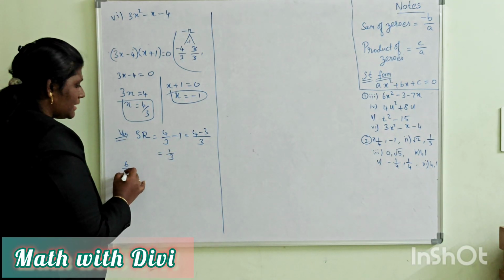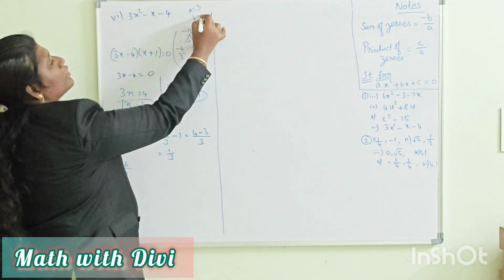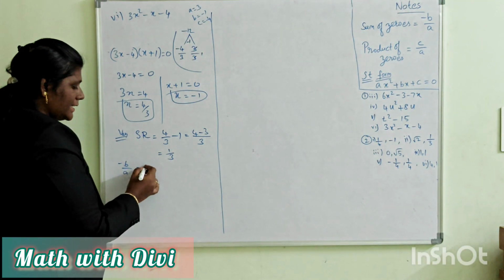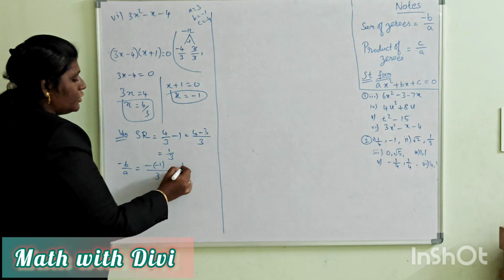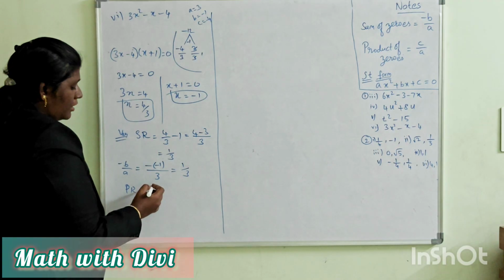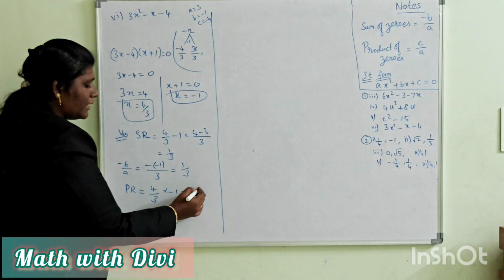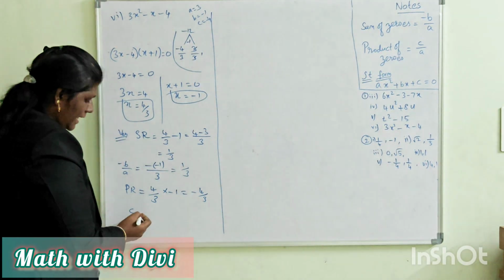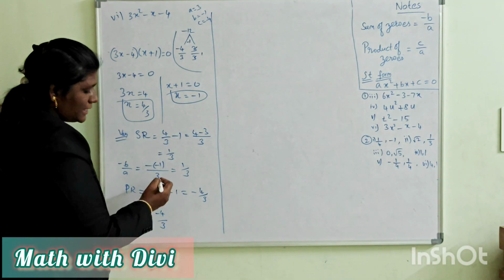So sum of roots is minus b by a. What is a here? A is equal to 3, b is equal to minus 1, c is equal to minus 4, right? So minus of minus 1 divided by 3 is equal to 1 by 3. Right? Product of zeros is equal to, what is the product? So product is 4 by 3 into minus 1, so minus 4 by 3 is our answer. And how to verify? Product of zeros is equal to c by a. So c by a is minus 4 by 3. Yes, now hence verified, right?